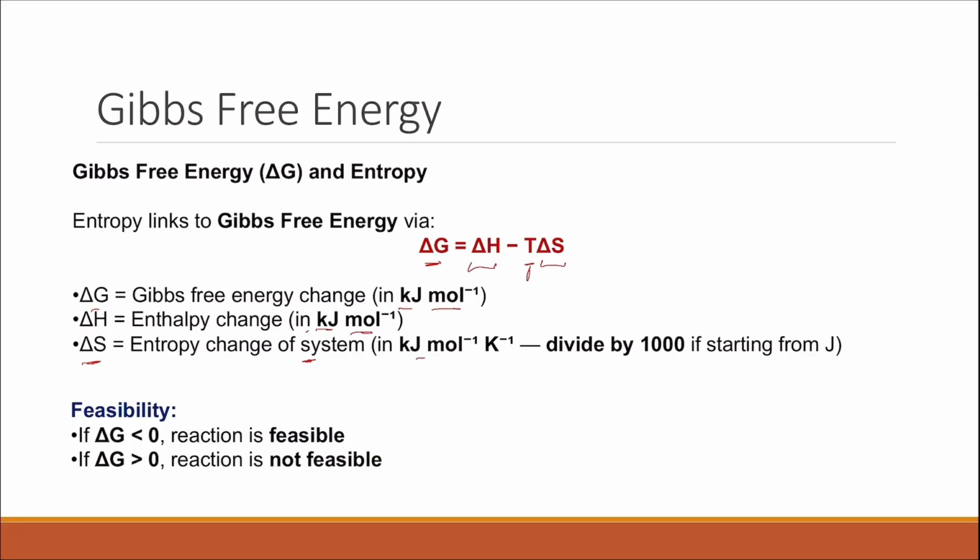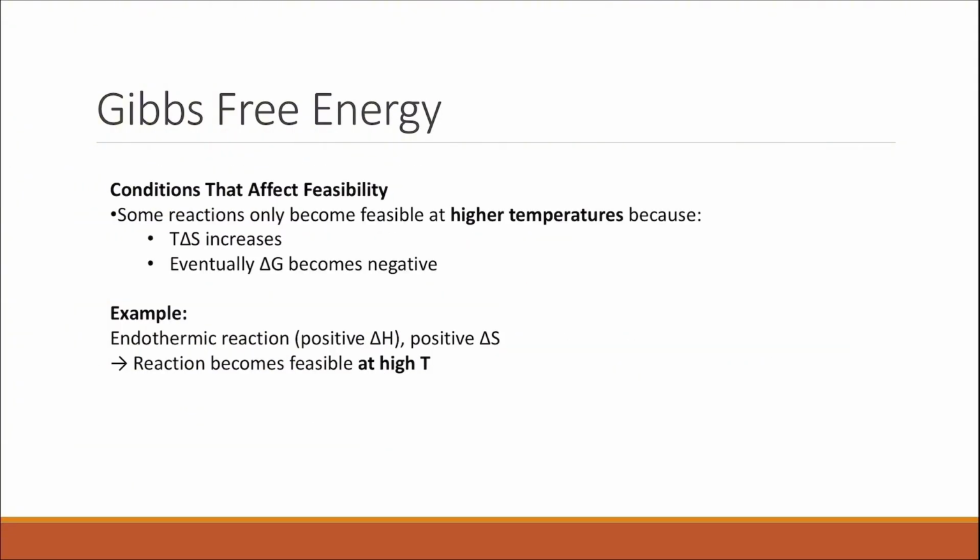As for the feasibility of a reaction, if a reaction has a Gibbs free energy less than zero, then the reaction is feasible. So the reaction can occur at this particular temperature. And if it's more than zero, on the positive side, then it's not feasible at this particular temperature.